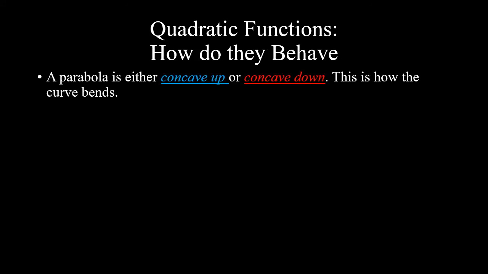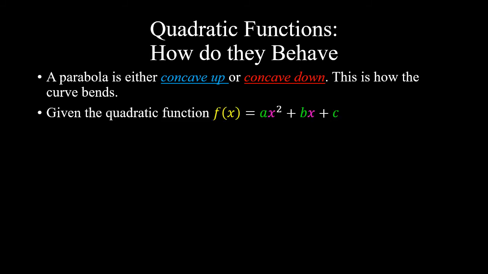So just like we talked about how linear and exponential functions behave, let's talk about how quadratic functions behave. So a parabola is either concave up like a smile or concave down like a frown. Concavity just means how is the curve bending, okay? So if we're given the quadratic function f of x equals ax squared plus bx plus c, if a, this first coefficient in front of your x squared term, okay, if a is positive, okay, if a is greater than 0, which is a fancy math way to say if a is positive, the parabola is concave up.